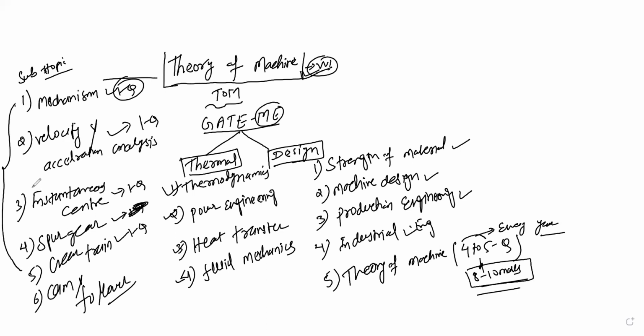From these 5 topics, any 4 questions you get. Mechanism 1 question, velocity analysis 1 question, instantaneous center 1 question, gear train 1 question. So total here 4 questions are there. So we'll start that here. So it's a mechanism.